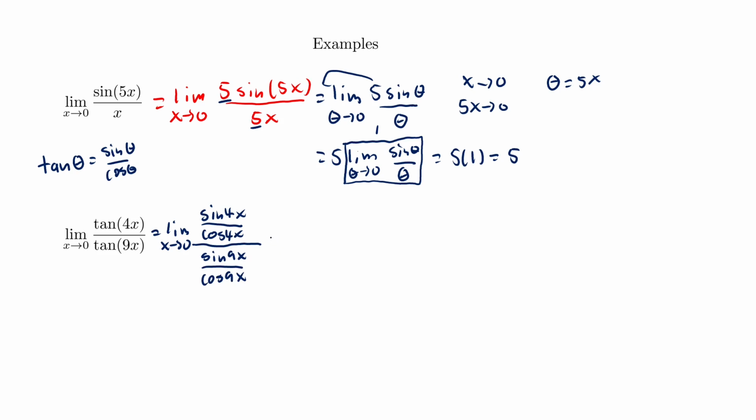And just like before, we can invert and multiply. Anytime you have a complex fraction like this, the best thing to do to simplify it is to write the numerator of the complex fraction and multiply it by the reciprocal of the denominator. So we're going to have cosine of 9x over sine of 9x.